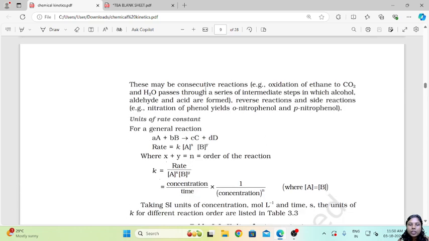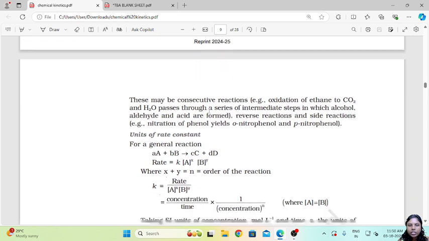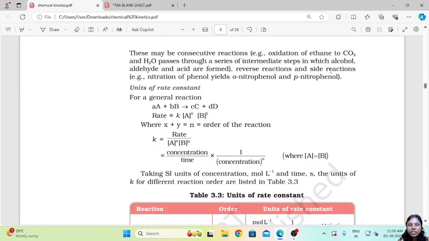Now these may be consecutive reactions. An example is the oxidation of ethane to CO2 and H2O, which passes through a series of intermediate steps in which alcohol, aldehyde and acids are formed. So this becomes an example of a complex reaction. Whereas if we look at reverse reactions and side reactions, an example is the nitration of phenol, which yields o-nitrophenol and p-nitrophenol. These all come under complex reactions.